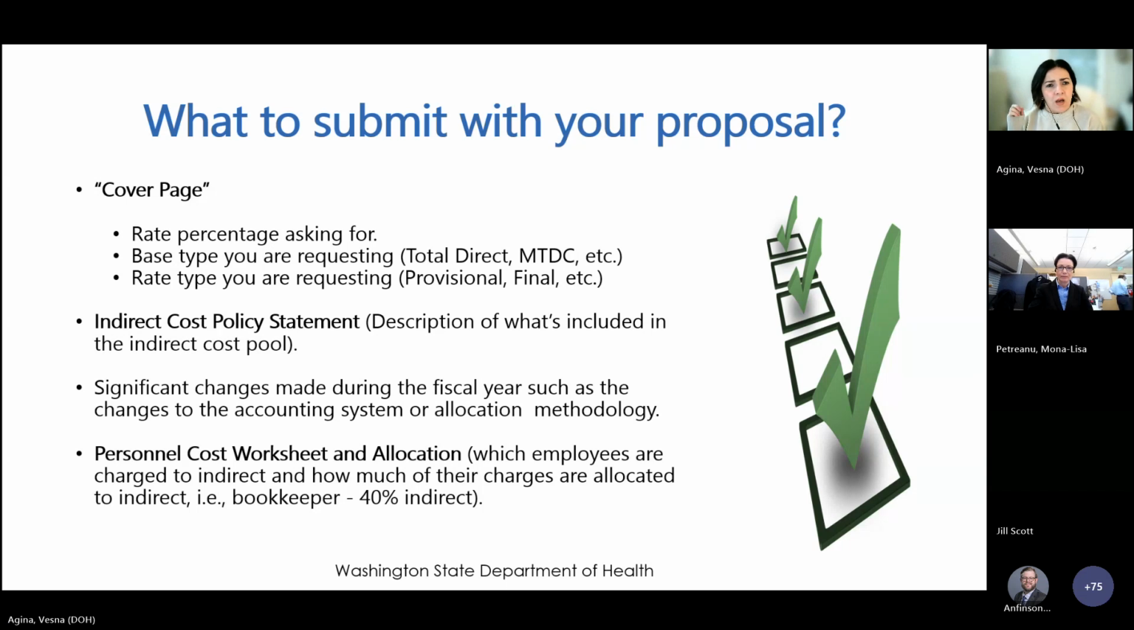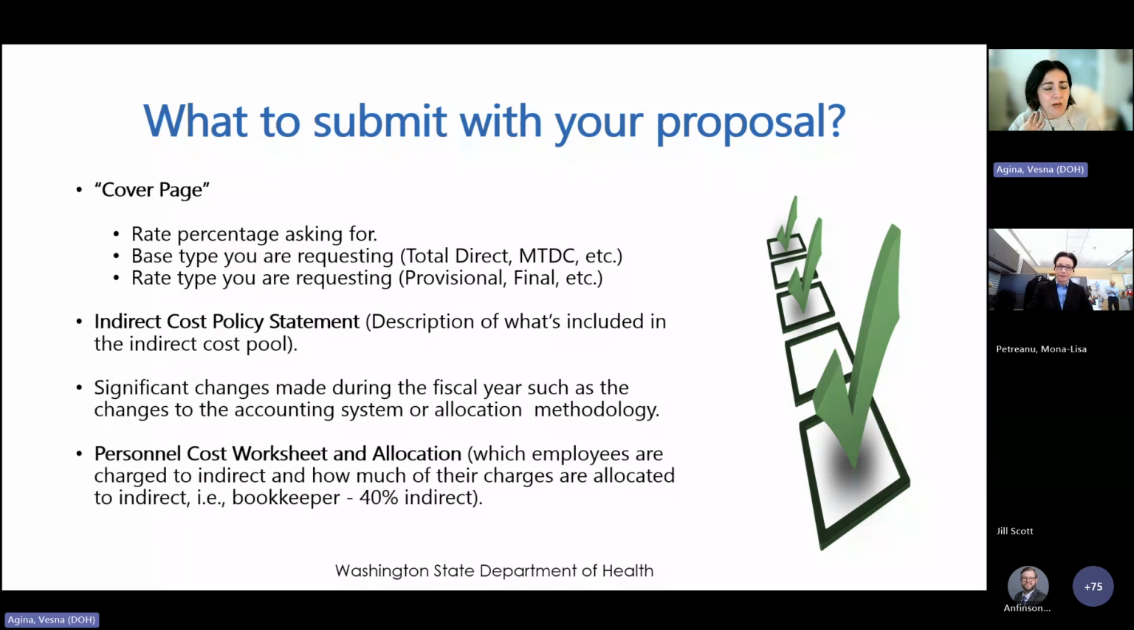So, what to submit with your proposal. Your proposals usually come directly to me, or maybe you're using the subrecipient indirect inbox, and both options are fine. I know I've worked with many of you, but I would like to ask for additional documentation. Usually we ask for org charts, maybe some indirect cost policy statement. We ask for personnel cost worksheet and allocation.